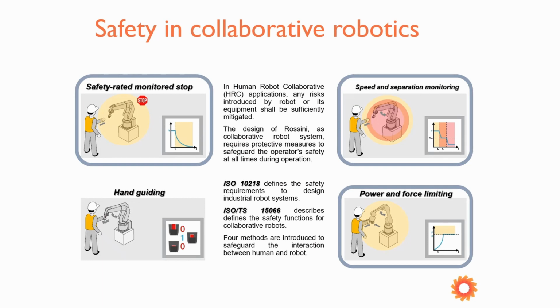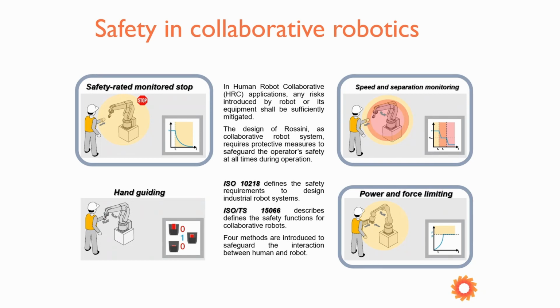So, the safety in collaborative robotics. Basically, what we implemented in our controller are some of the modalities that are described in the ISO TS 15066, which describes the safety functions of the robot, which can be collaborative or not. The first one is the simplest one, and it is a safety rated monitored stop. Basically, when a human enters a forbidden zone, the robot will be stopped to ensure the safety of the human.